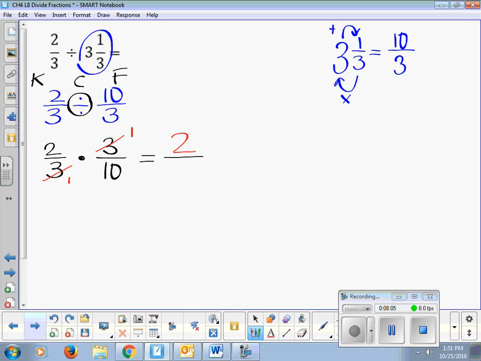2 times 1 gives us 2. 1 times 10 gives us 10. Can we simplify 2/10? By dividing by 2. 2 divided by 2 gives us 1. 10 divided by 2 gives us 5. So our answer is 1/5.